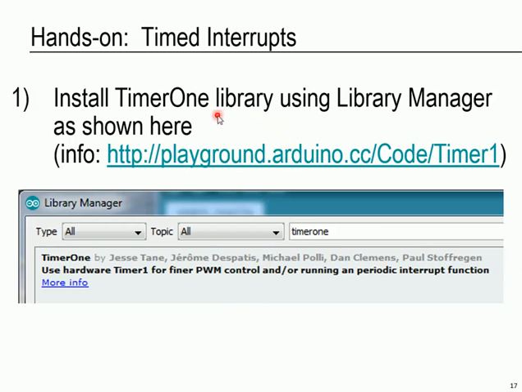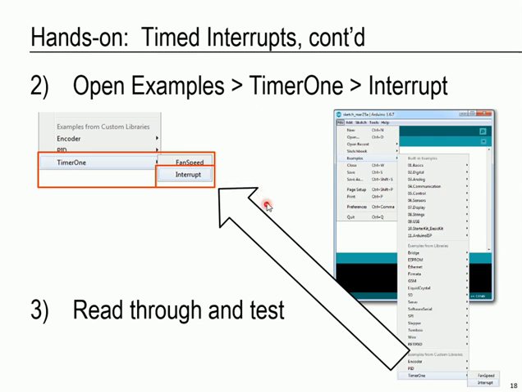Here's the hands-on. Install the Timer1 library. Use the library manager to install it. For more info on that library, again, here's that link. Once the library is installed, go to the Arduino IDE, select examples, go down to the Timer1, and there's an interrupt example shown in a little bit more detail here in the upper left. Read through the program and test it, remembering again it was just explained on the previous slides.